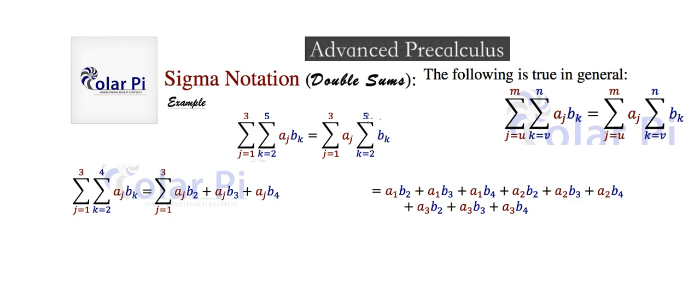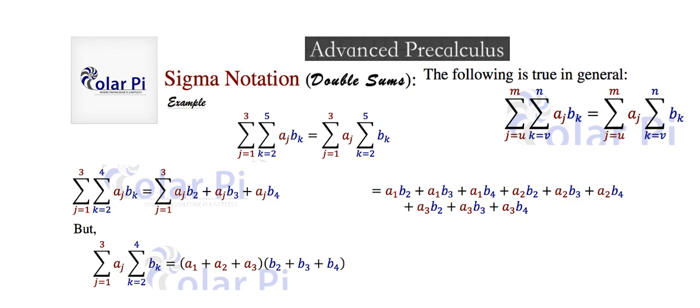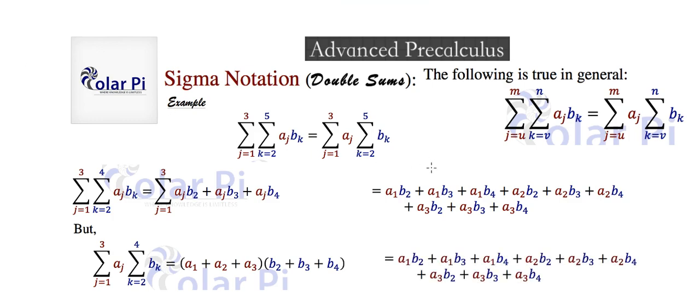On the other hand, if we worked with this right-hand side instead, it is the same thing as taking care of this sigma, taking care of that sigma, and then multiplying them together. Taking care of this sigma just means adding a1, a2, and a3, and taking care of this sigma means adding b2, b3, and b4. And when we multiply this, unsurprisingly, we get this, which is the same as what we had. And therefore, at least with this example, we've demonstrated this property. This is not a proof, but it's a demonstration that this property works.